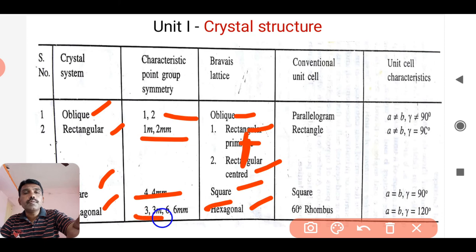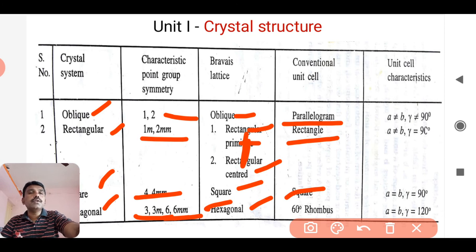3m, 6mm are the cases. These are the point groups, that is, the symmetries that are going to be possible for these Bravais lattices. And this is the conventional unit cell, as we are aware: a parallelogram is formed for the oblique, a rectangle for the rectangular, a square for the square, and a 60 degree rhombus for the hexagonal.